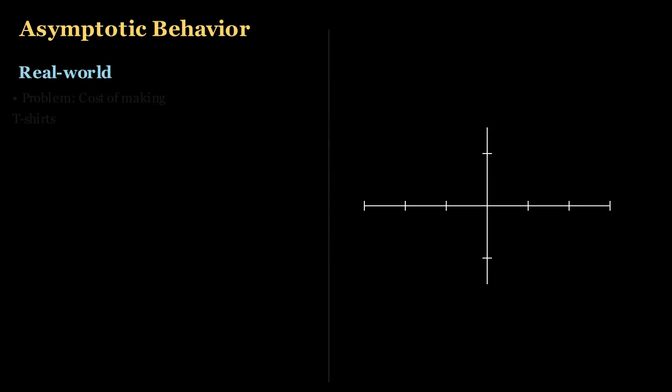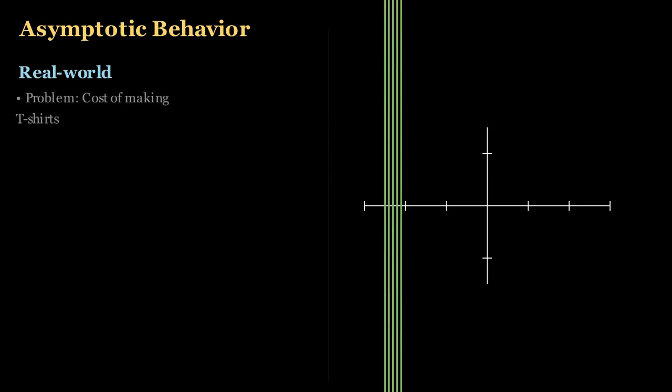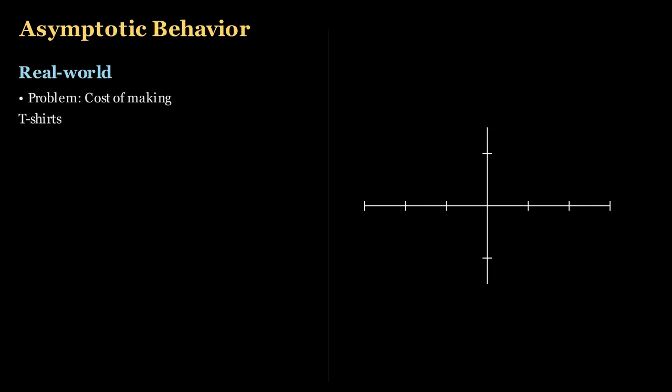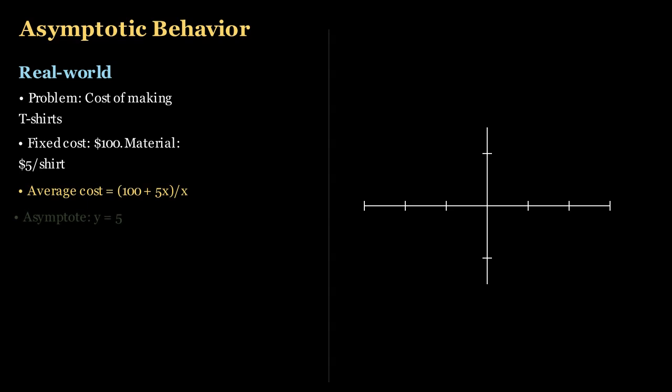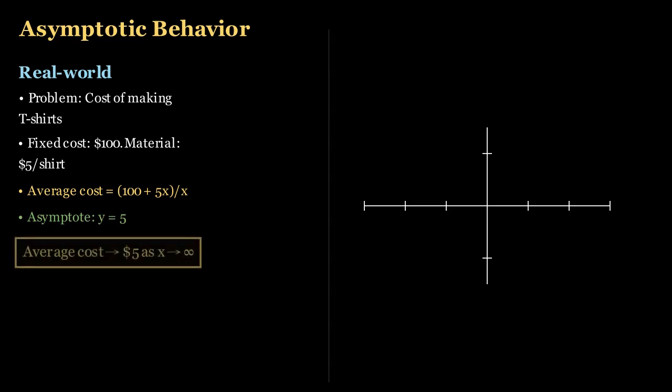Let's find the horizontal asymptote. As x gets very large, meaning you make thousands of shirts, the $100 fixed cost is spread so thin it becomes negligible. The average cost approaches 5x over x, which is 5. So y equals 5 is the horizontal asymptote. This tells you that no matter how many shirts you make, the average cost per shirt will never drop below $5. That is the long-run boundary set by the material cost.